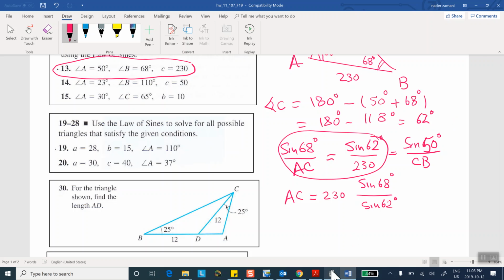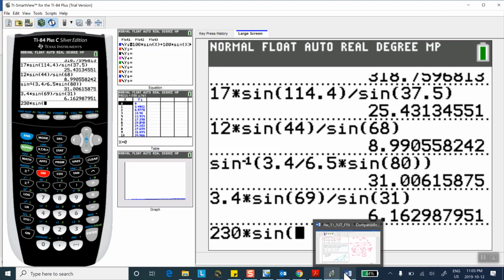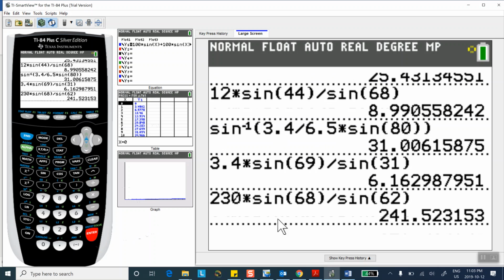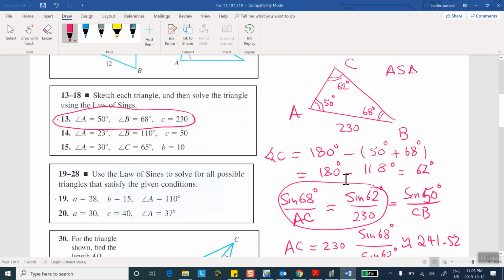Let's go type it in. 230 times sine of 68, close the parentheses, divided by sine of 62, close the parentheses, hit enter, and this is going to be 241.52. So this is approximately 241.52. So what we did, we found the side AC.